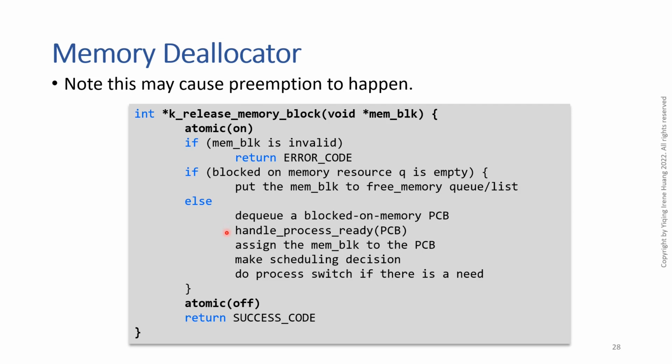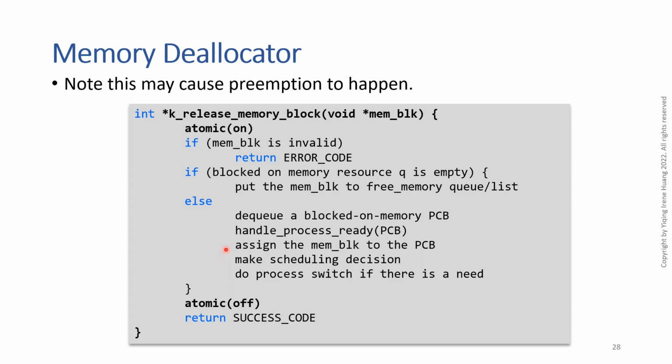And then we have to do something to update the PCB, right? Now it becomes ready. We have to update the state and put it to the right ready queue, things like that. Then the most important thing is we assign this memory block to the PCB. So that basically implies inside the PCB, we need to have a field to remember, yes, this memory block, we got it, and it has been assigned to the process that we just dequeued from this PCB blocked on memory list. And then we make a scheduling decision, and then we do process switch if there's a need.